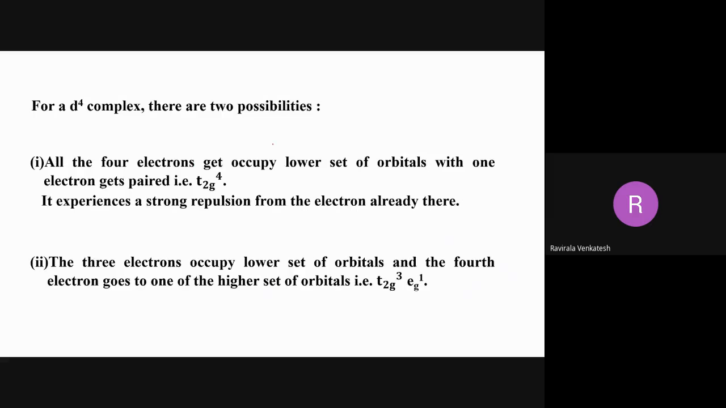Let me see this one. If you have t2g4, what happens here? This one is the t2g, this one is the eg, and this is an octahedral complex. Now you have d4 electrons. How to fill this? 1, 2, 3, 4. So this will be t2g4, and eg will be 0 here.